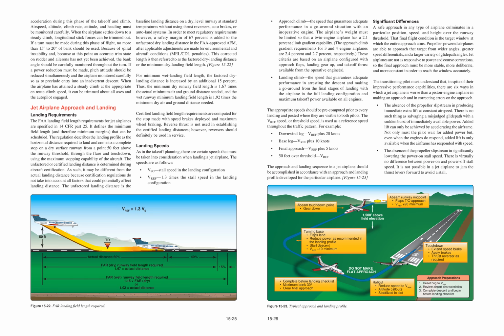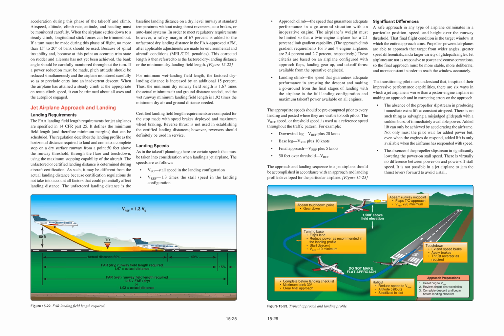In order to meet regulatory requirements, however, a safety margin of 67% is added to the unfactored dry landing distance in the FAA-approved AFM, after applicable adjustments are made for environmental and aircraft conditions, MEL/CDL penalties. This corrected length is then referred to as the factored dry landing distance or the minimum dry landing field length. Figure 15-22. For minimum wet landing field length, the factored dry landing distance is increased by an additional 15%.